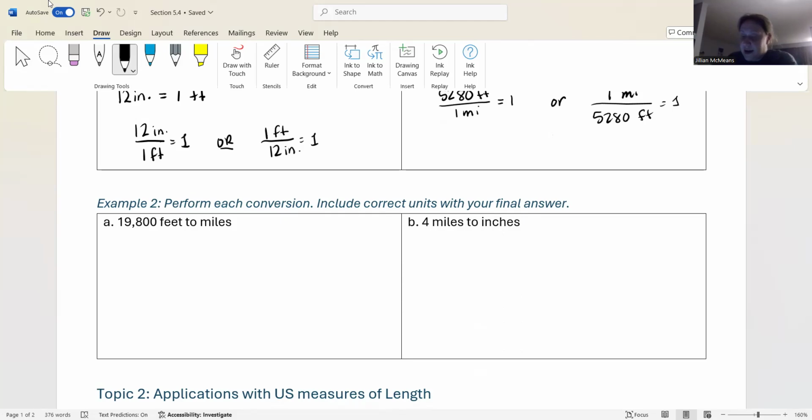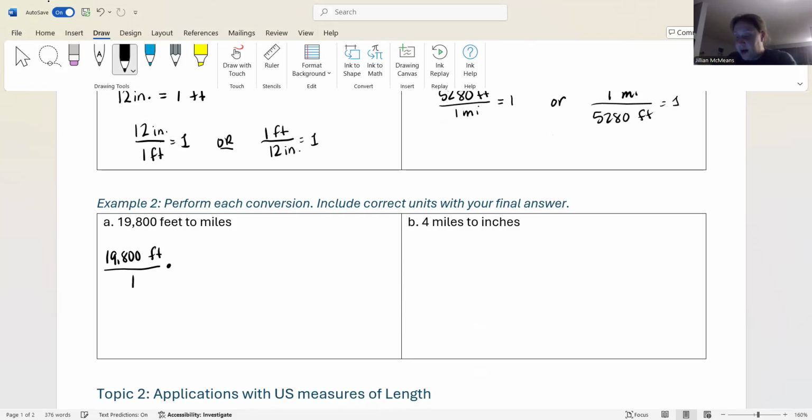Okay, so we have 19,800 feet. So what I want to do is find a way to write 19,800 feet just as a fraction. And I do generally write it as a fraction. You could just leave it kind of hanging by itself. That's fine too. So we have 19,800 feet, and what I usually do is put it over 1. For me, I like to have numerators and denominators, okay?